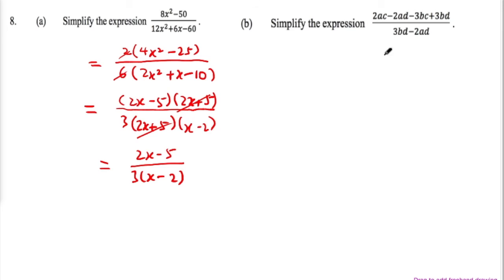In question 8b, we have another fraction, and this time we have a factorization by grouping in the numerator because there are 4 terms. Therefore, in the first group, we have a common factor of 2a and c minus d in brackets. Once we have a c minus d in brackets, we must make sure that in the second part, there must also be a c minus d in brackets. Therefore, in the second part, we have negative 3b is common.